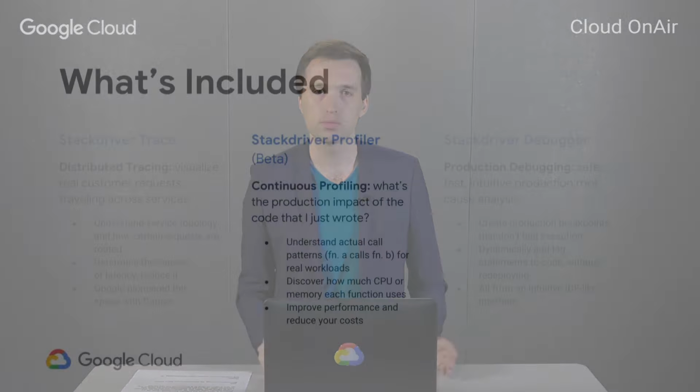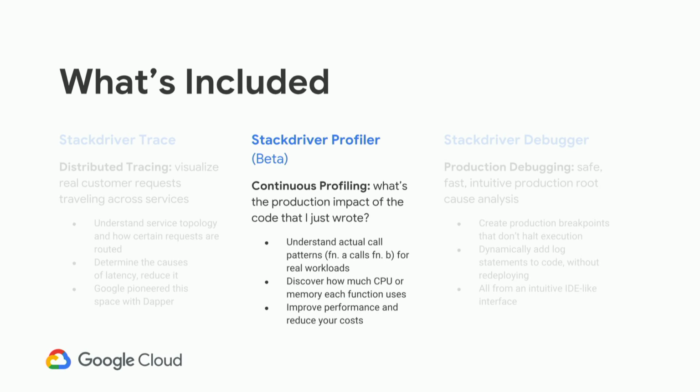The next is Stackdriver Profiler. This is actually the newest entrant to our APM suite. Stackdriver Profiler is a continuous statistical profiler. So it's meant to be run in production, much like our other tools, continually. It's not a profiler that you turn on at certain points, and it's not a profiler that hinders your performance at all.